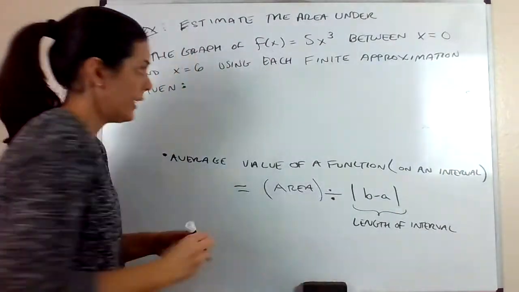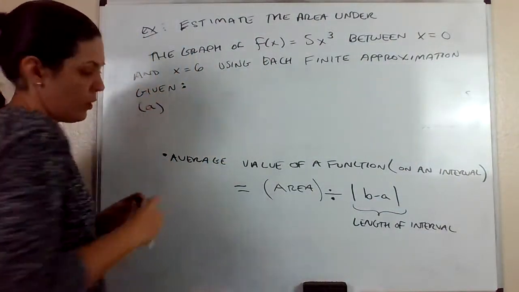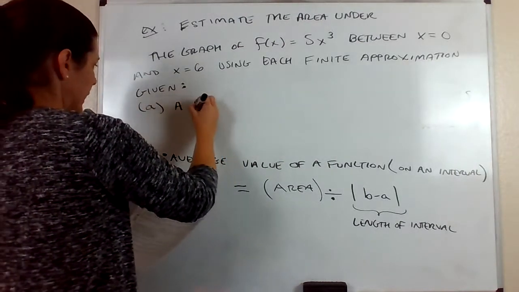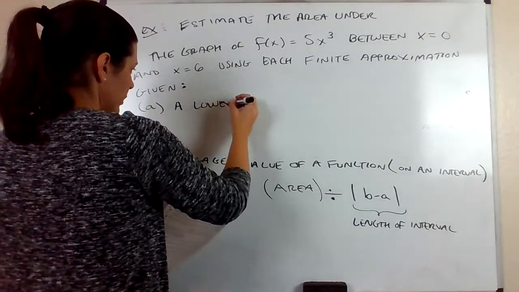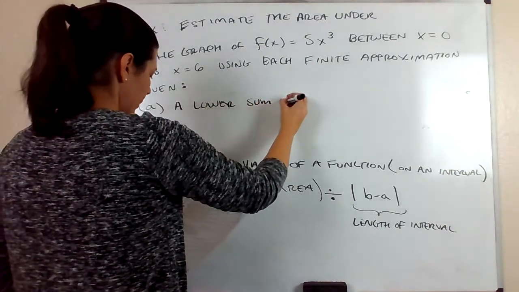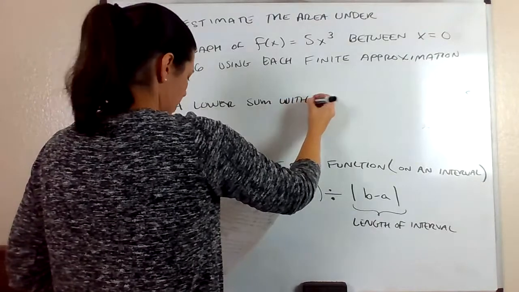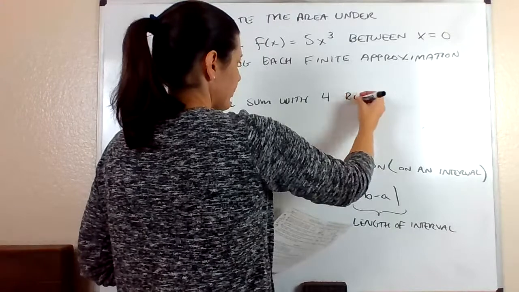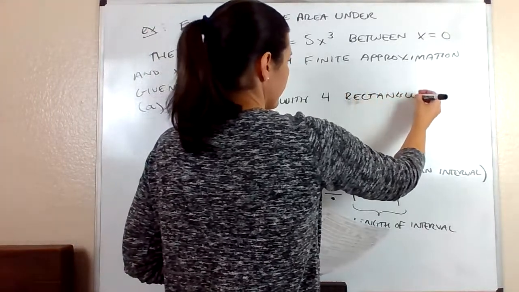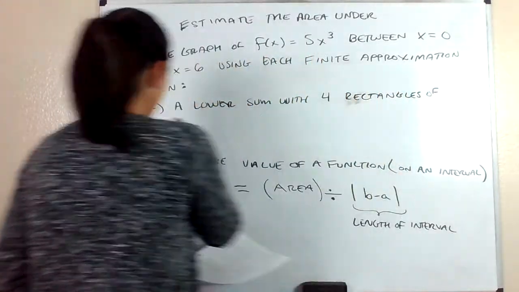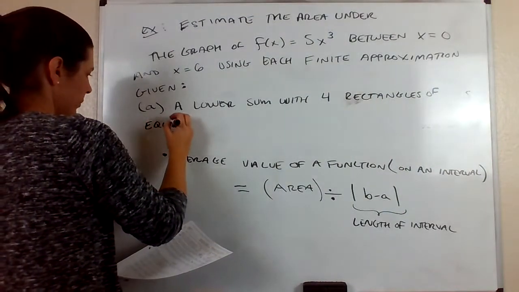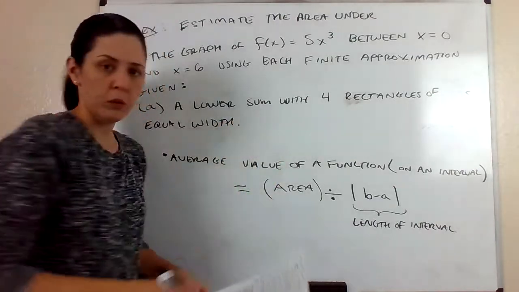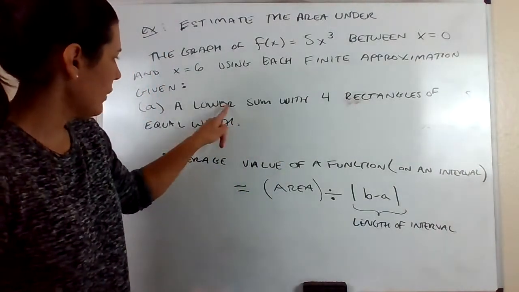So the first way we're going to estimate, we'll call this part A, we are going to use a lower sum with 4 rectangles of equal width. All right, and we'll walk through this so you understand what I'm talking about when I say lower sum.